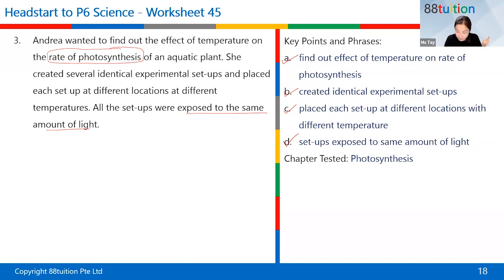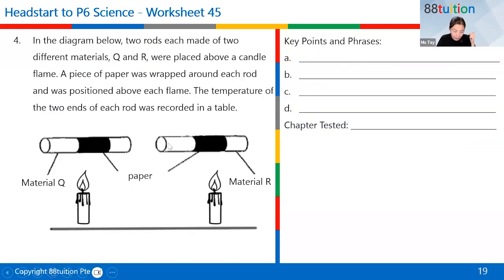Can? All right. So next, if you look at question 4 here, you should have it also. In the diagram below, 2 rods, each made of 2 different materials, Q and R, were placed above a candle flame. So I hope you have already read this. After that, there is a piece of paper being wrapped around each rod. Okay, so the paper is wrapped around the rods and then placed above the flame. Okay, so the temperature of the 2 ends of the rod was recorded in a table.